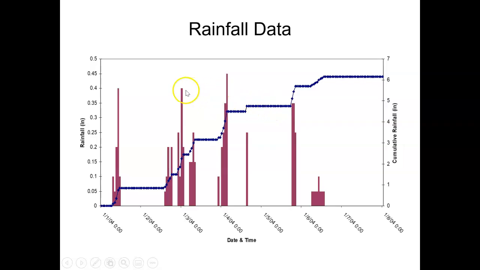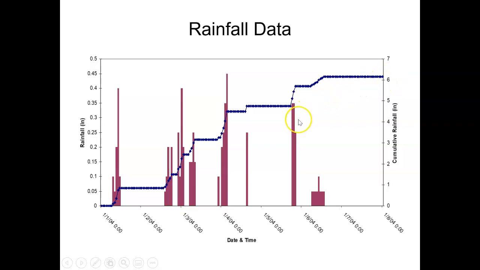This is from one of the sites that we looked at when I was at the University of Arkansas doing research there. This is over a period of several months, and you can plot the rainfall. So the purplish is how much it rained in inches for those days, and then I can plot the cumulative rainfall over time.